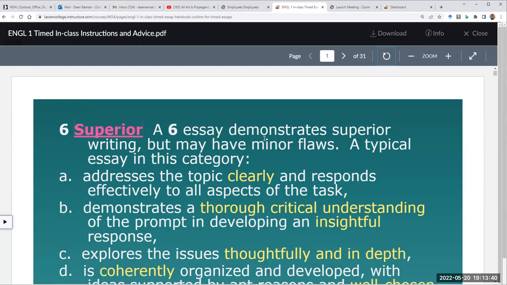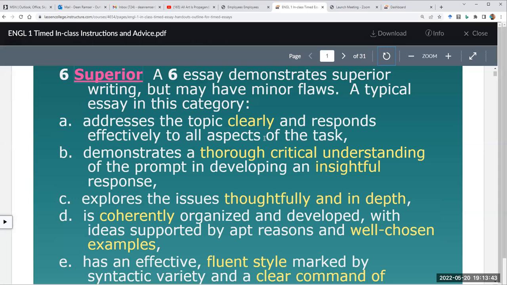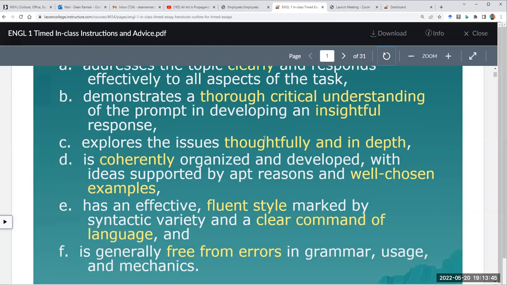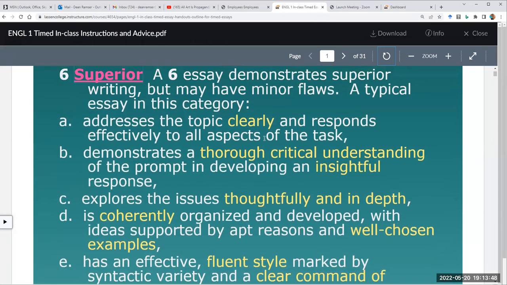Okay, so this is the rubric. It gives you a sense of what a really good, solid essay is going to be. It's going to have minor flaws, and a flaw is spelling. A flaw is a verb tense. A flaw is a grammatical error. A flaw could be something mechanical like capitalization or comma use. A flaw could be misuse of punctuation, like colon, semicolon, parentheses, dashes, so forth.